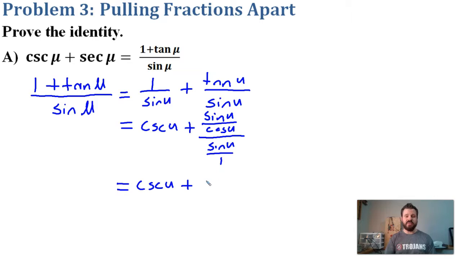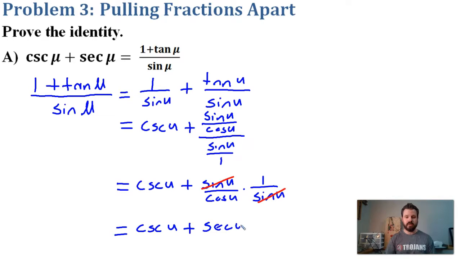Okay, plus then for the division, I can switch that to multiplication. We'll leave the first fraction right side up, so sine u over cosine u, times the second fraction flipped upside down, so that's going to be a 1 over sine u. Here the sines will cancel, leaving me with just a 1 over cosine. So to finish this up, I can rewrite it as cosecant u plus 1 over cosine, which is a secant u. All right, which is what I was shooting for with this identity.